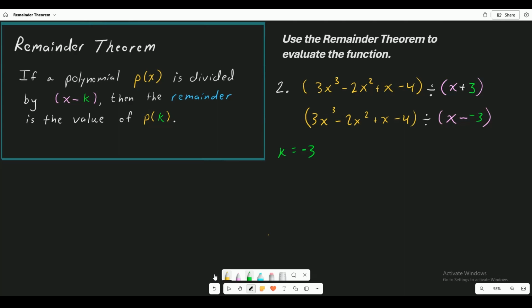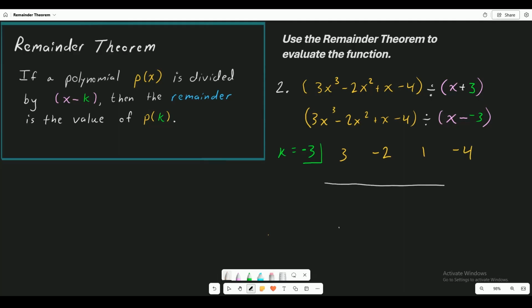Where am I? All right, so minus 3, right? I'm just going to use this right here to save some space. The coefficients of my polynomial are 3, negative 2, 1, and negative 4.